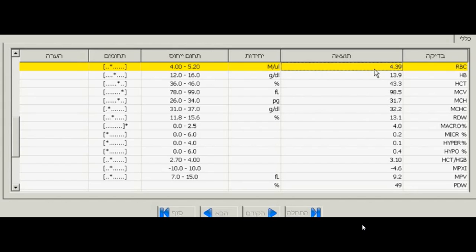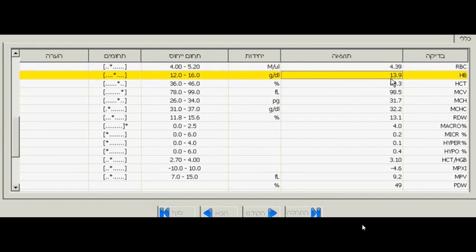We also have a hemoglobin, which is how you define anemia. If in women it's under 12 grams per deciliter, or in men under 13 grams per deciliter, these are often what's considered anemia, very mild anemia. And she had a normal hemoglobin.